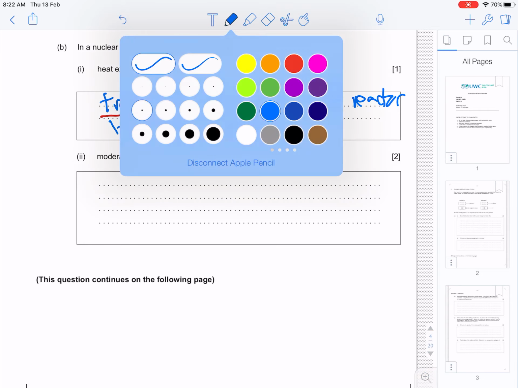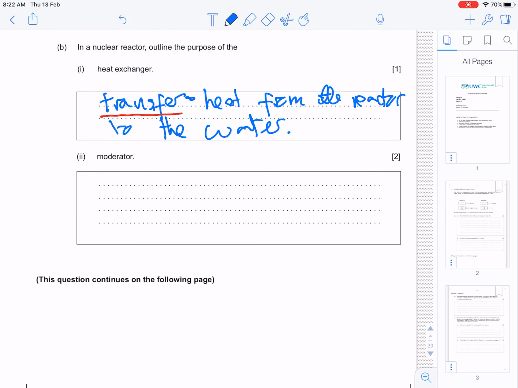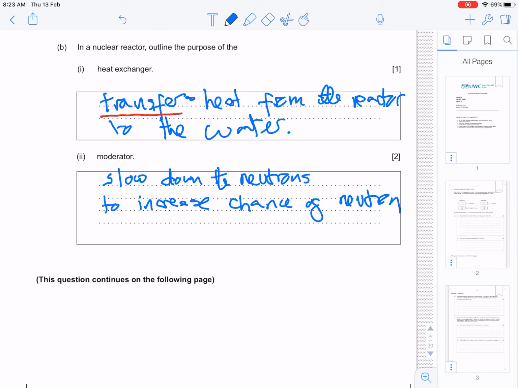Okay. The idea of the moderator is to slow down the neutrons so that they're more likely to be captured by the uranium-235. So we need to say two things. Firstly, to slow down the neutrons. And secondly, to increase the chance of neutron capture.